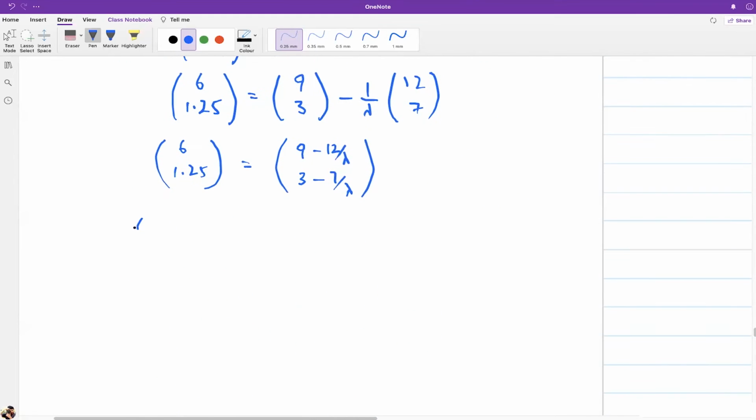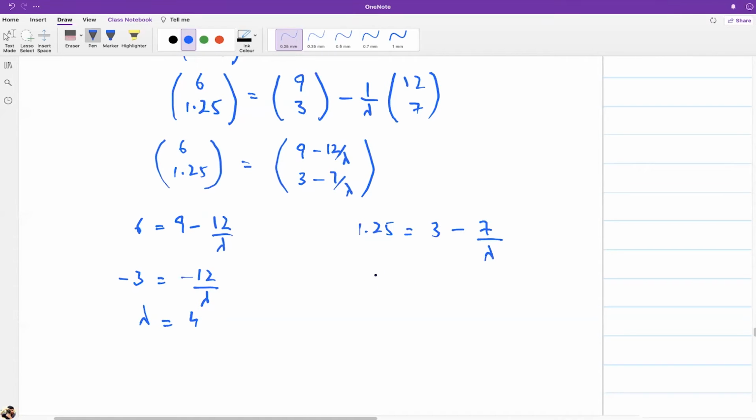So if I do this, that's 6 equals 9 minus 12 by lambda. Then I'm getting minus 3 is equal to minus 12 by lambda. So lambda is going to be 4, right? If I try to do it with the other one, I should get the same answer. Let's see if we do that or not.